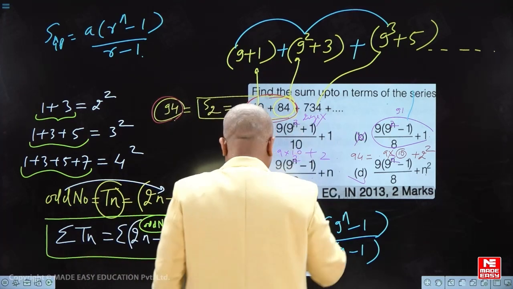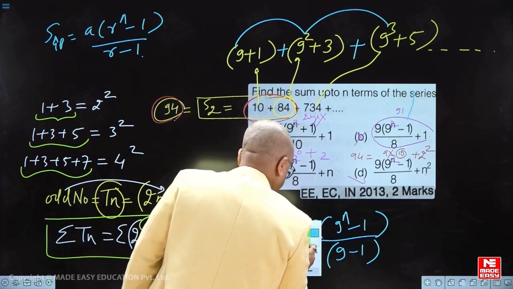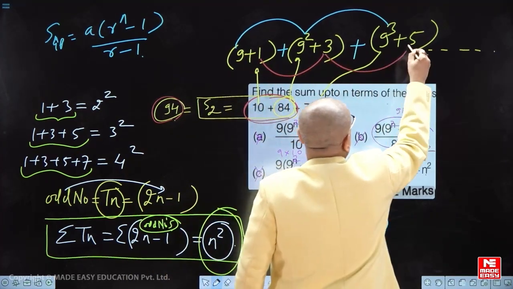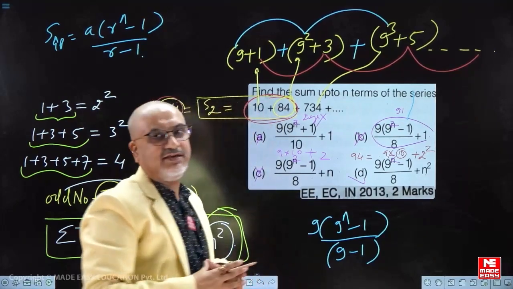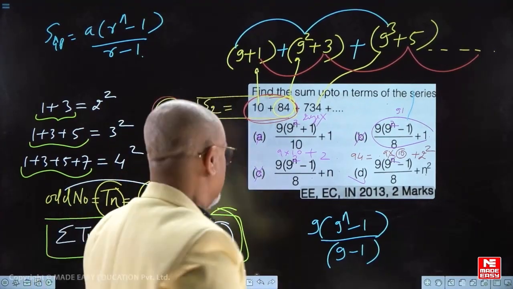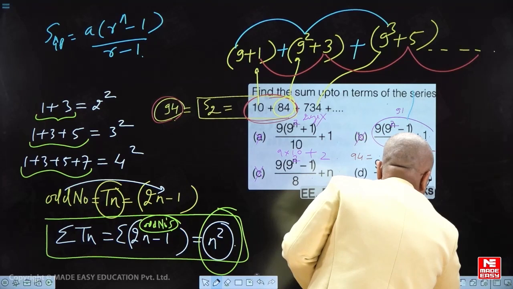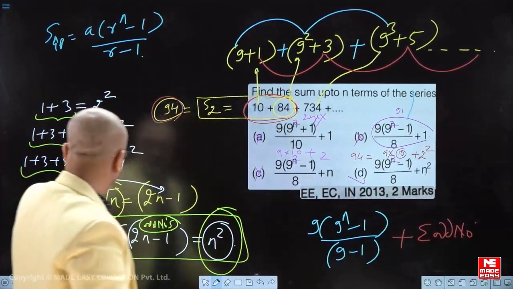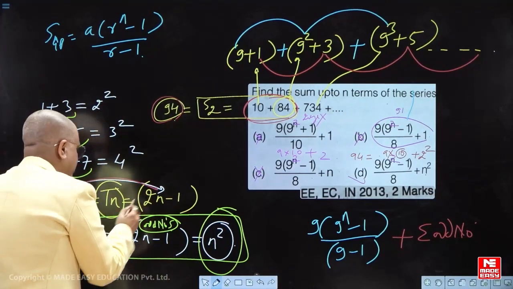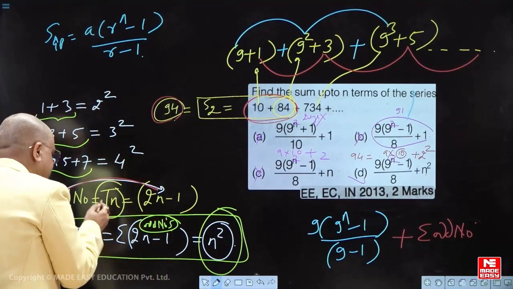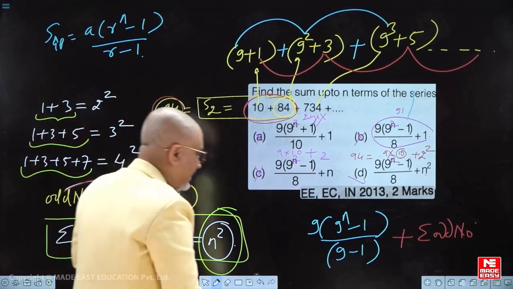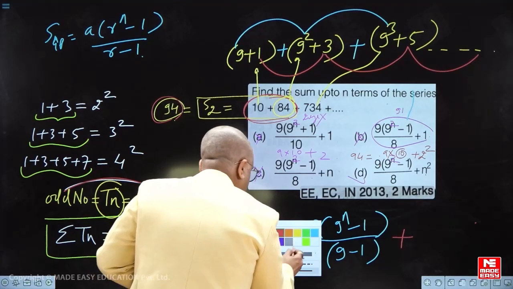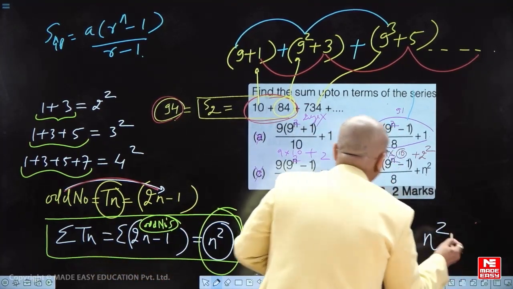वहां पे ऐड हो रहा है, I will choose a different color just for the sake of difference. 1 and 3 and 5 and so on. क्या है ये? Odd numbers का sum. तो इसके ऊपर sigma of odd numbers, and we already know that the nth term for odd numbers is this, and its sigma operated over it will be given by n square. So sigma of odd numbers will be equal to n square. We already have the formula available with us.